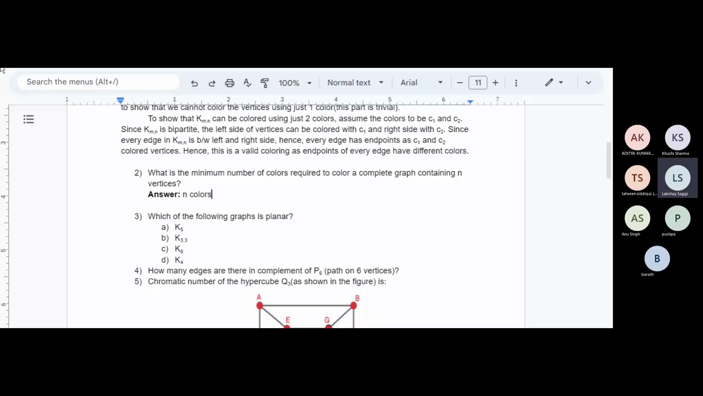I think Khushi, you were confused with planar graphs, because planar graphs have a property that all planar graphs can be colored using 5 colors. But for general graphs, there are cases where you will need n colors. So basically, in K_n, this complete graph containing n vertices, we'll need n colors. Like I argued earlier, every graph can be colored using n colors, so for K_n also a valid coloring will exist using n colors. But the second point we need to show is that this is the minimum number of colors required.